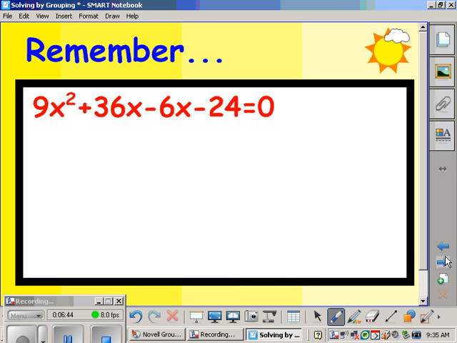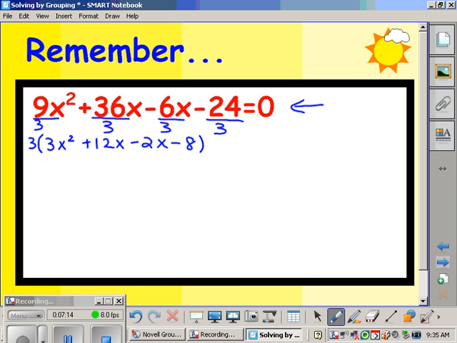Okay, let's take a look at another example. Now in this example, when you look to see first if there is any greatest common factor for all 4 terms, there is in fact a common factor. All 4 terms can be divided by 3, but they don't all have an x in common because the negative 24 has no x. So we're going to first factor out a 3. That would leave us with 3x squared plus 12x minus 2x minus 8.